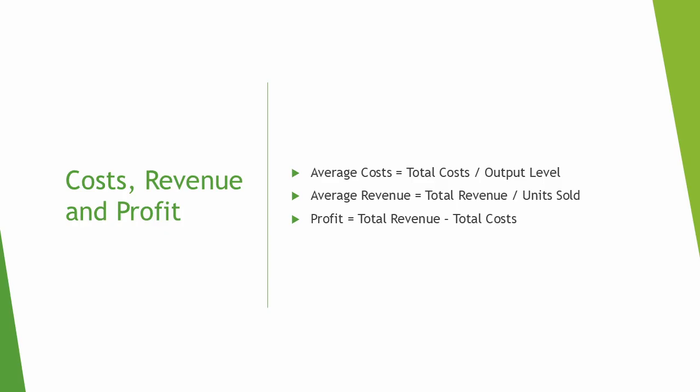Average revenue is calculated by dividing total revenue by the number of units sold. Profit is calculated by subtracting total costs from total revenue. These affect business objectives as firms must cover costs, achieve desired profit levels, and remain competitive. These affect pricing decisions as prices must be set at a level that covers costs while meeting demand and profit targets.